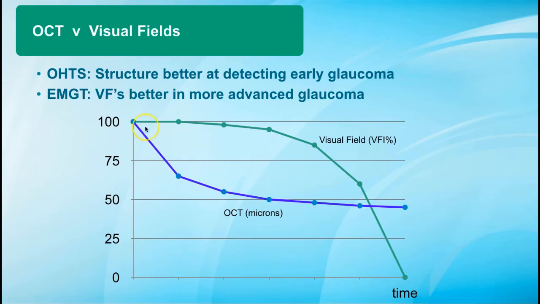Conversely, as we said in visual field, because of redundancy of the cells, we can stay close to 100% visual function for quite a while. Once we've lost about 50% of our ganglion cells, then we start to get a dramatic reduction in visual field sensitivity, and unfortunately that can drop right down to 0 at total loss of vision and total blindness.